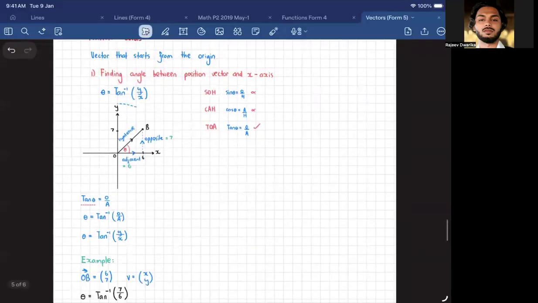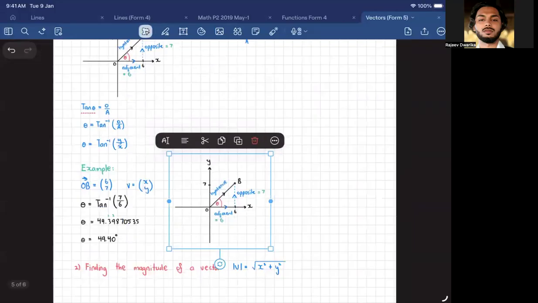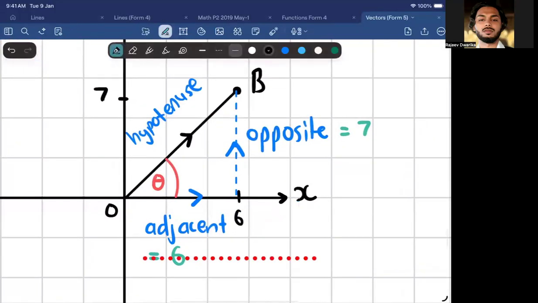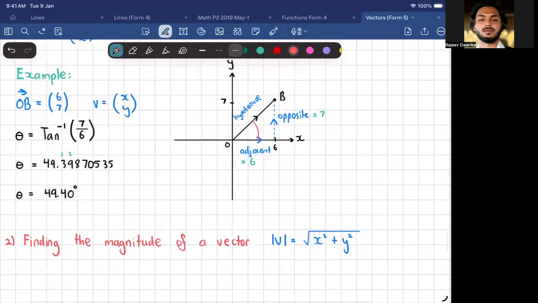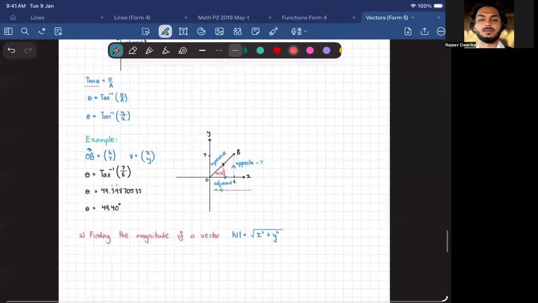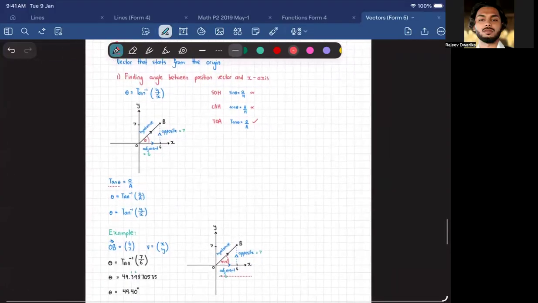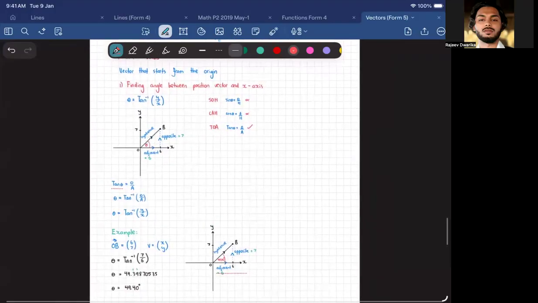So let me just take this diagram. We just found theta. Theta, which is the angle between the x-axis and the vector, is 49.40 degrees. So copy down this example, guys.